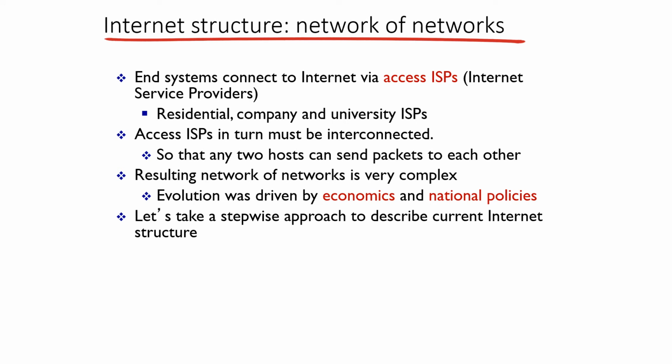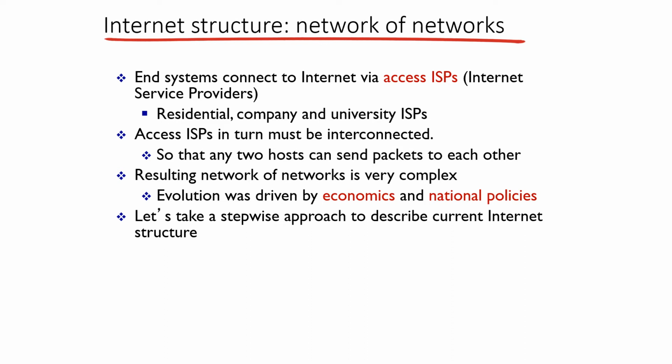The structure of the internet. Like we explained before in the previous lecture, it is a network of interconnected networks. The end systems connect to the internet via access ISPs, or internet service providers. These are the smallest form of internet service providers, or very small companies which operate at a local level or at a country level. They provide internet services to residences, companies, universities, etc.